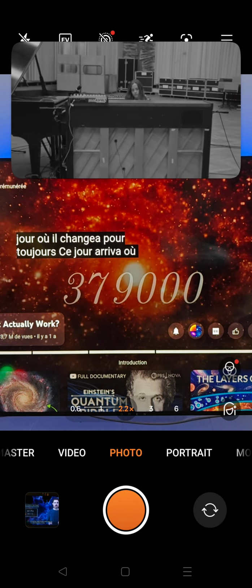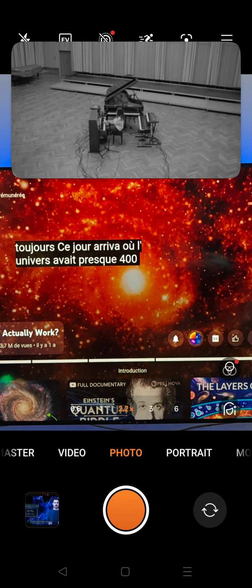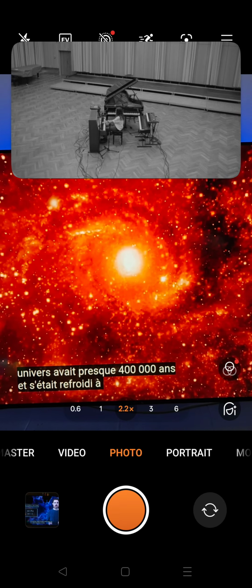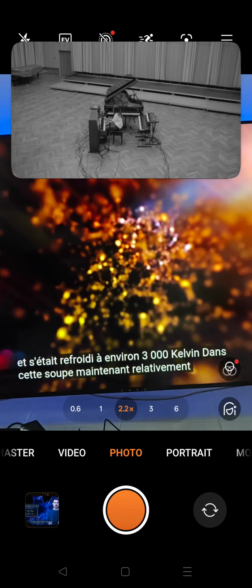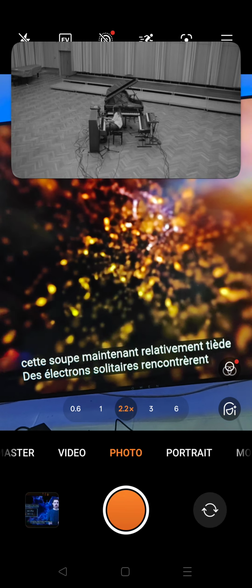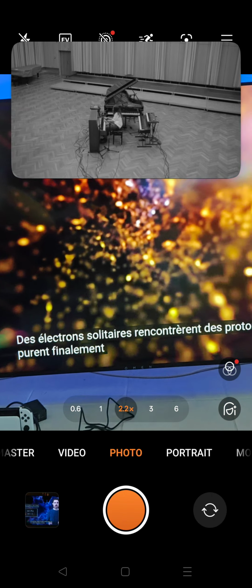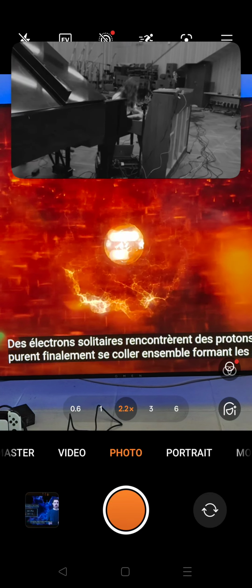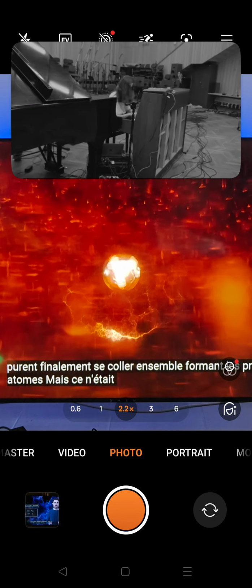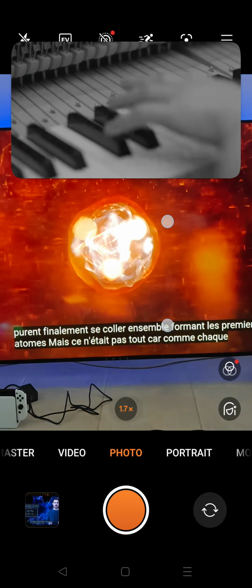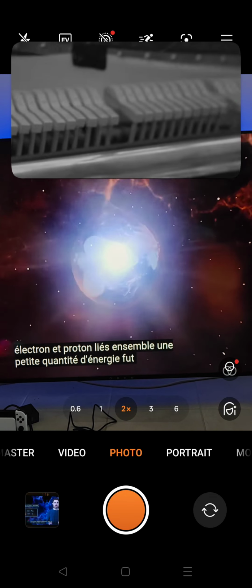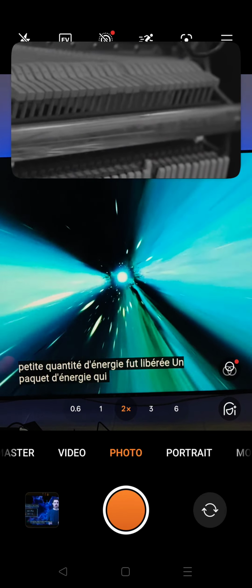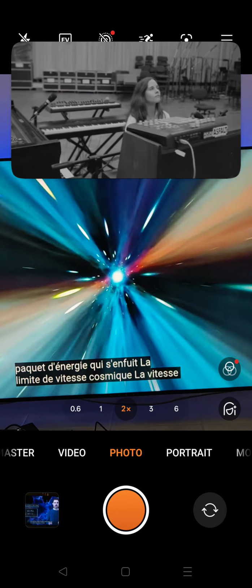That day arrived when the universe was almost 400,000 years old and had cooled to about 3,000 Kelvin. In this now comparatively tepid soup, lone electrons met lone protons and finally could stick together, forming the first atoms. But this was not all, for as each electron and proton bound together, a small amount of energy was released. A packet of energy that raced away at the cosmic speed limit, the speed of light.